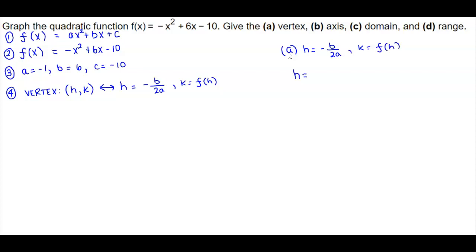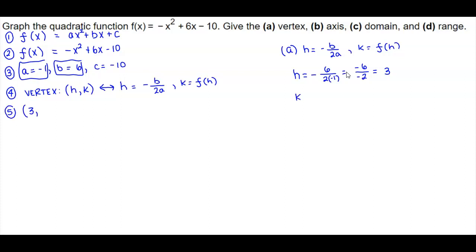We know that b is equal to 6. So we have negative 6 over 2 times a, which is negative 1. So what does this give us? Well, this is negative 6 divided by 2 times negative 1, which is negative 2, and so that equals positive 3. So far, we know that h is equal to 3.